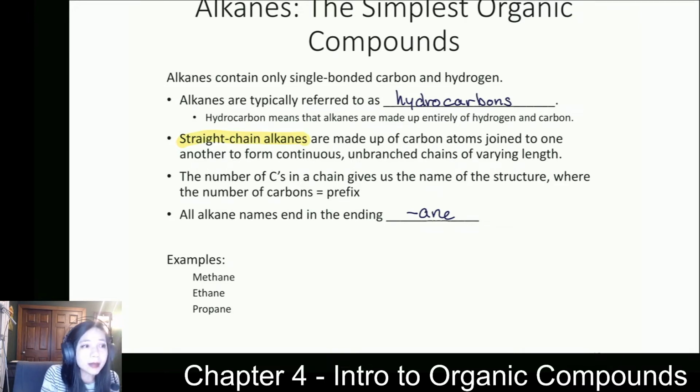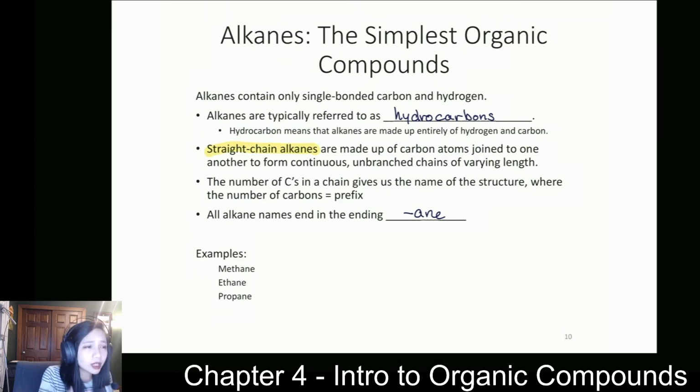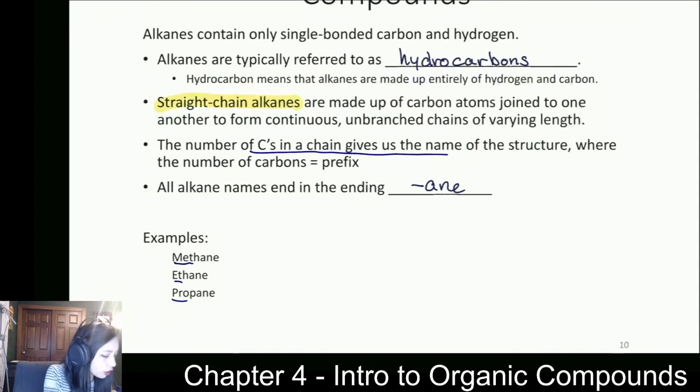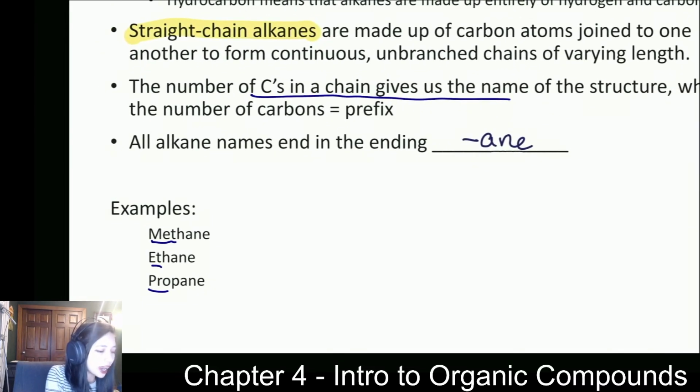So how we name alkanes, and the reason we're starting with alkanes, is oftentimes the parent name comes from the alkane or the number of carbons. See, carbon is so important in organic chemistry. So recognizing the number of carbons in the chain is what gives us the name of the structure, the prefix. So methane, ethane, propane, what you see here. Those prefixes, meth, eth, and prop, tell us how many carbons are in that chain. And so what is consistent with all of these examples, all alkane names will end in the ending ane, alkane. So it ends in ane.